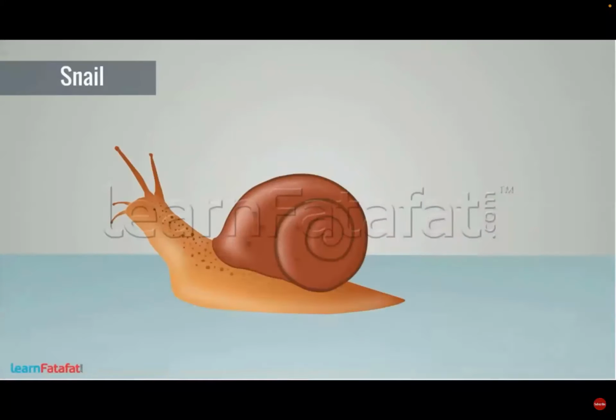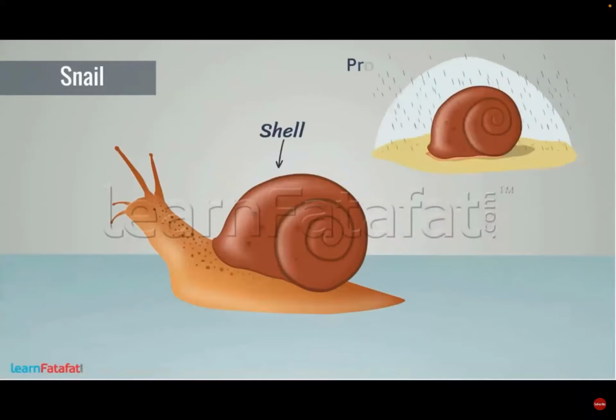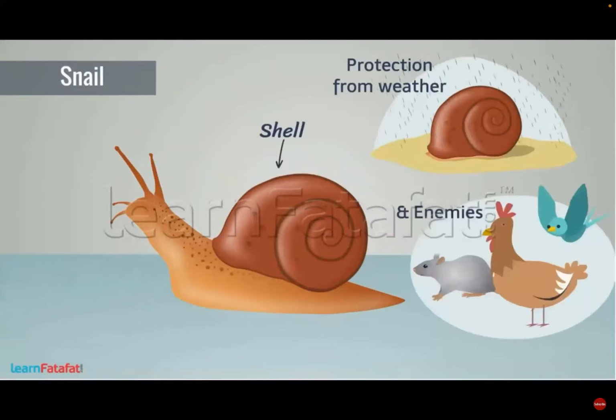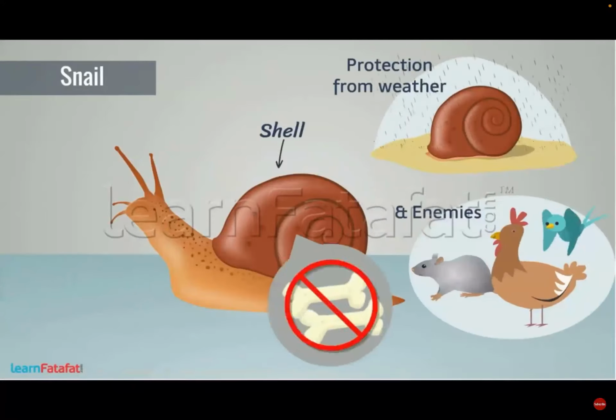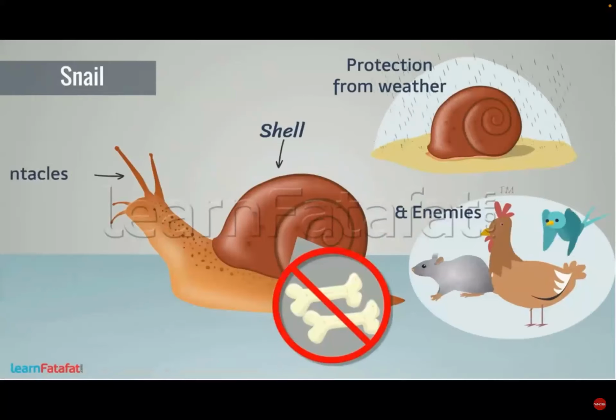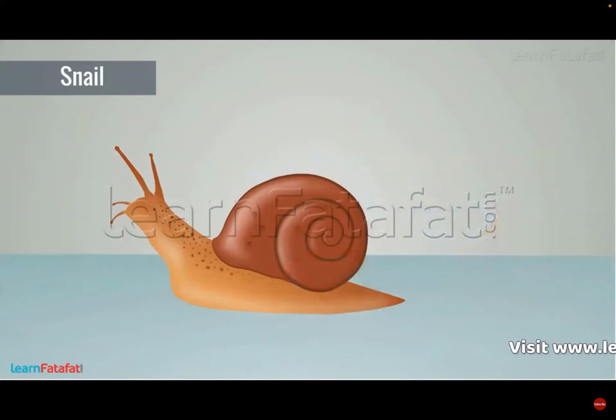Snail. A snail is a slow-moving animal. It has a shell which protects the snail from weather and enemies. The shell is not made of bones. The tentacles are the flexible limbs on its body which bear eyes. The shell does not help the snail for movement.